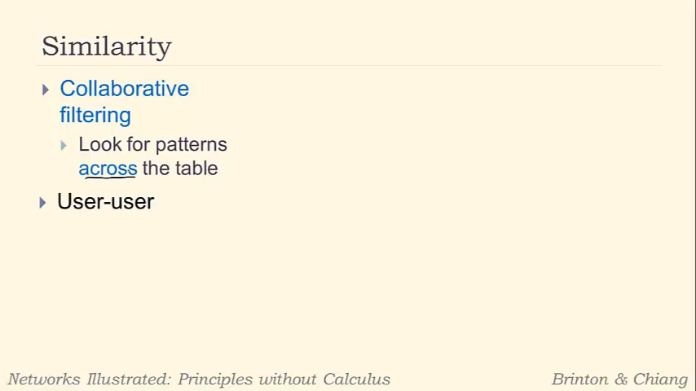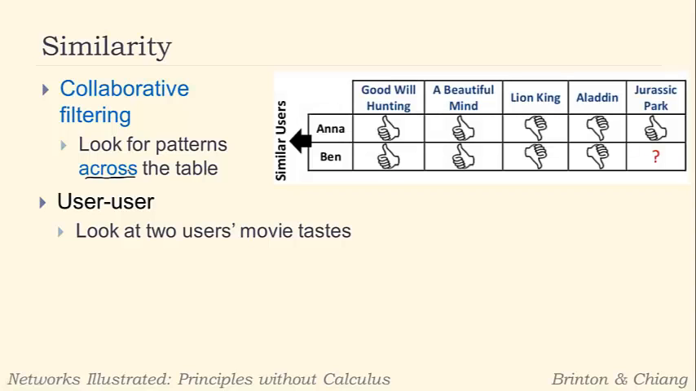First, we'll look at user-to-user similarity. Let's look at two users' movie tastes. Suppose we have two users, Anna and Ben. There are four movies here that they've both rated: Good Will Hunting, A Beautiful Mind, Lion King, and Aladdin. For Good Will Hunting, Anna and Ben both gave thumbs up. For A Beautiful Mind, they both gave thumbs up. Lion King, they both didn't like. Aladdin, they both didn't like. And Jurassic Park, Anna gave a thumbs up.